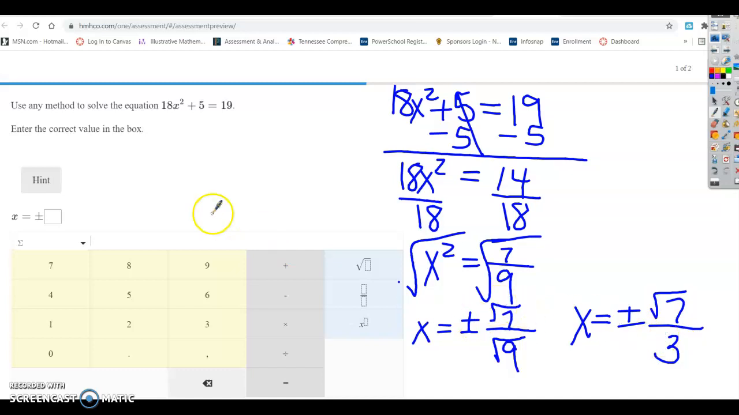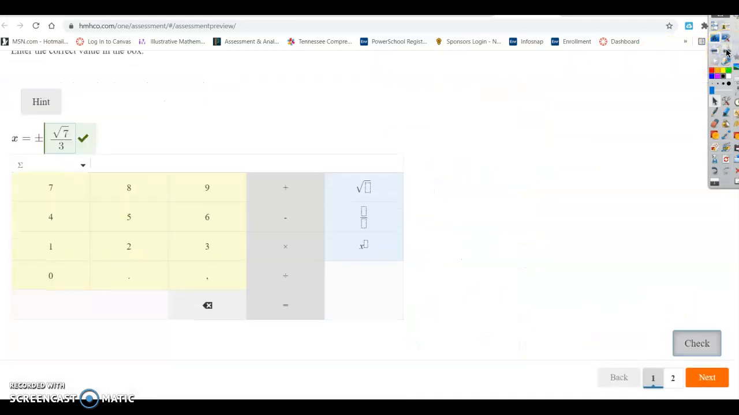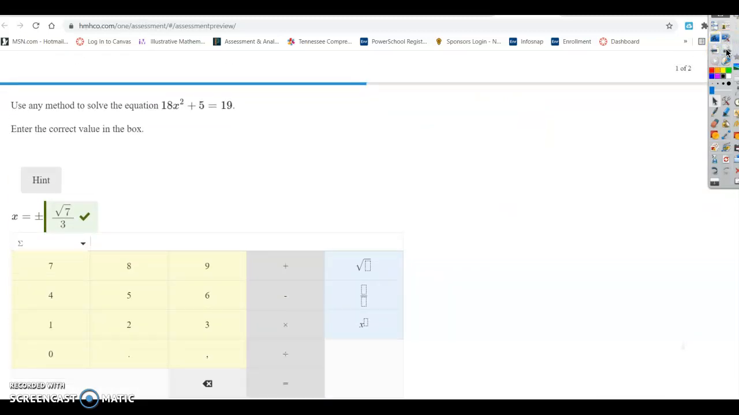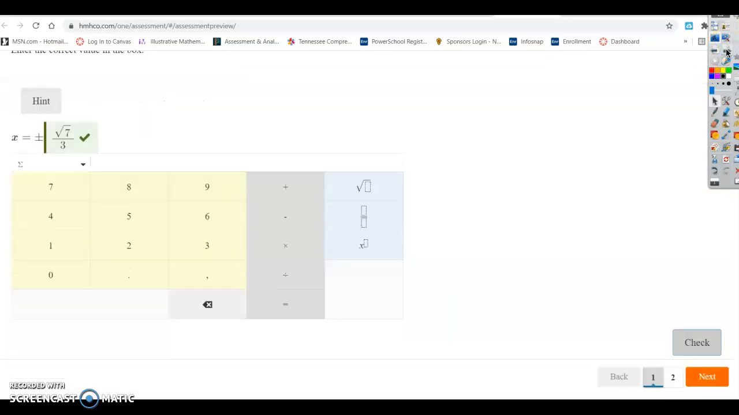Over here in the box, it just says x equals plus or minus. So we're going to need to put x equals plus or minus the square root of 7 over 3. Let's look here. We do have a fraction symbol here, so we're going to put in square root of 7 on top, and then we're going to arrow down and enter a 3. We can scroll down and check it to make sure that we are correct, and then move on to number 2.